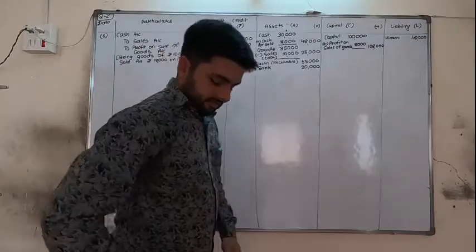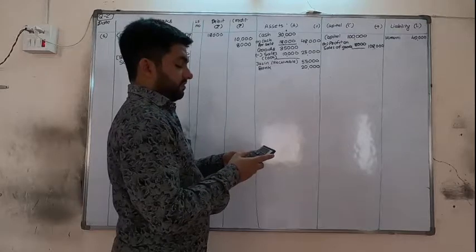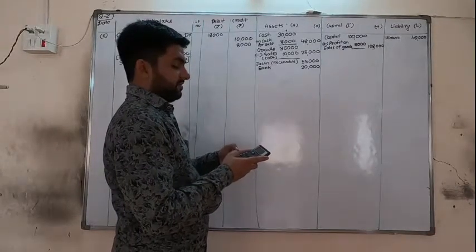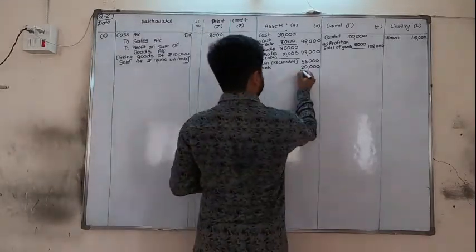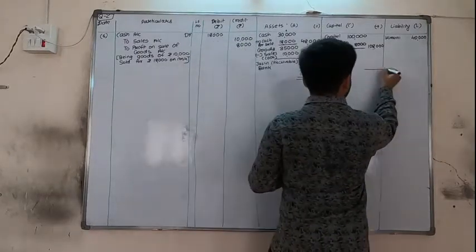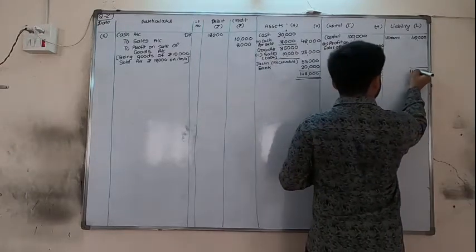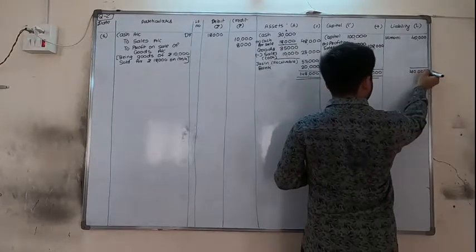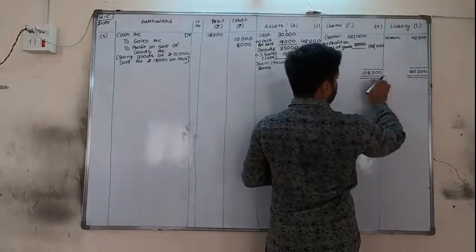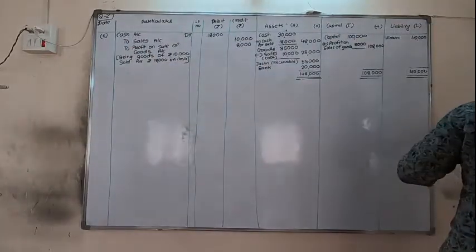Now let's take the total. 48,000, 25,000, 55,000, 20,000. It's 1,48,000. Here it's 1,08,000, and here it's 48,000. So friends, 1,48,000 is equal to 1,08,000 plus 40,000. 8 plus 40 is 48, so 1,48,000. So again, we are getting assets equal to liabilities.